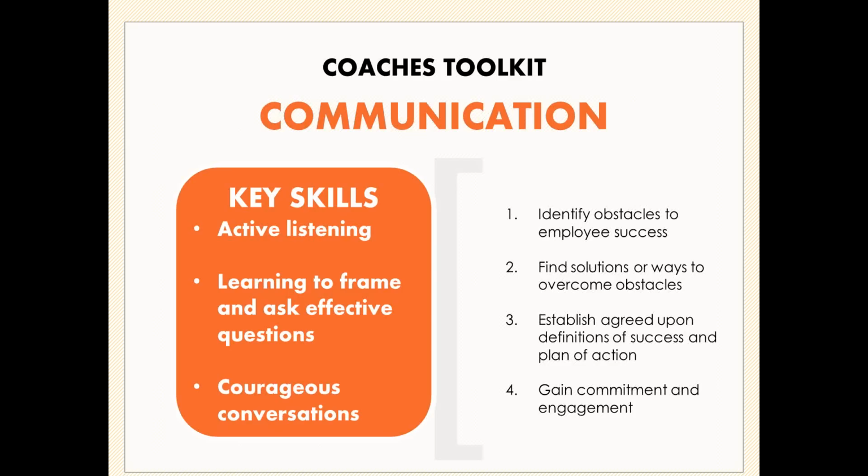So here are the outcomes that we're looking for. These are the things that we want to be able to accomplish with this competency applying these skills. We want to identify obstacles to employee success. We want to help employees find solutions or ways to overcome those obstacles. We're not going to overcome the obstacles for them. We want to help the employee find them. We want to establish agreed upon definitions of success and develop plans of action. And we want to gain commitment and engagement from the employee, okay?